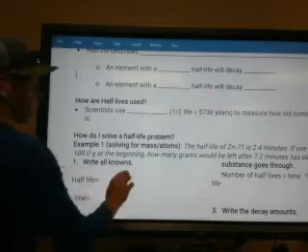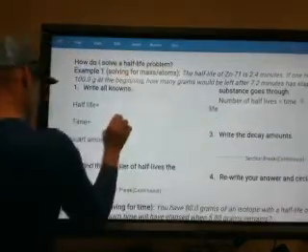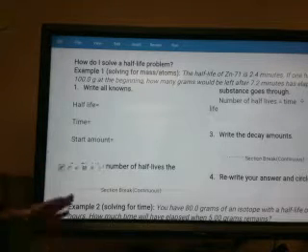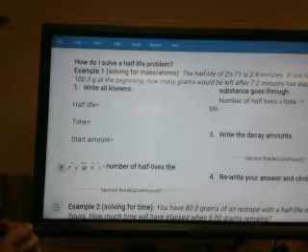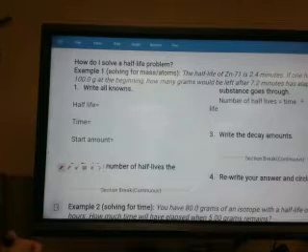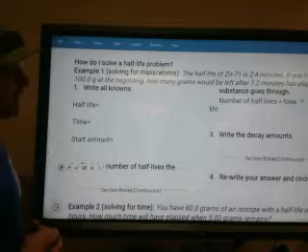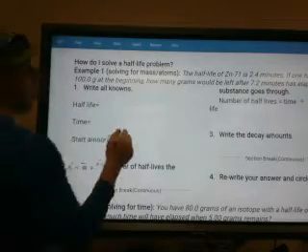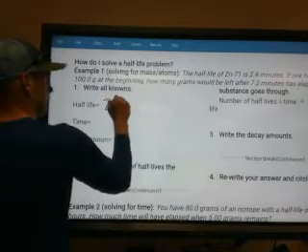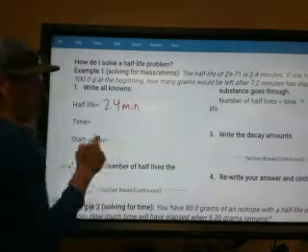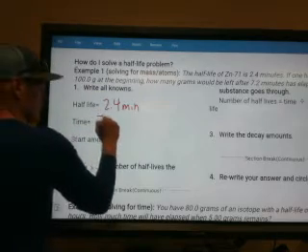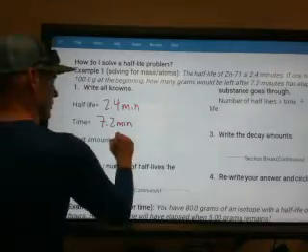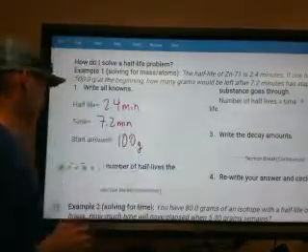Now, how do we solve half-life problems? For our first example, the half-life of zinc 71 is 2.4 minutes, so that's a very short half-life. If one had 100 grams at the beginning, how many grams would be left after 7.2 minutes have elapsed? Our half-life is 2.4 minutes, so you have our knowns and unknowns written. Our total time is 7.2 minutes, and our starting amount is 100 grams.